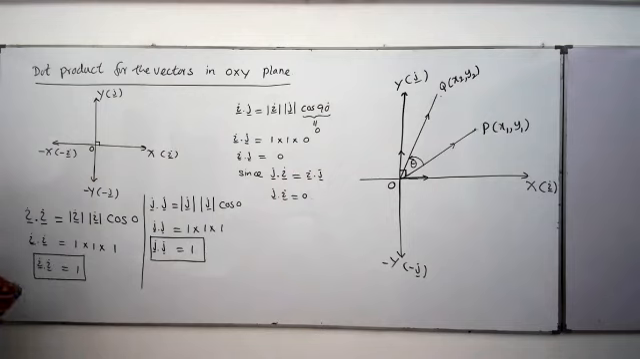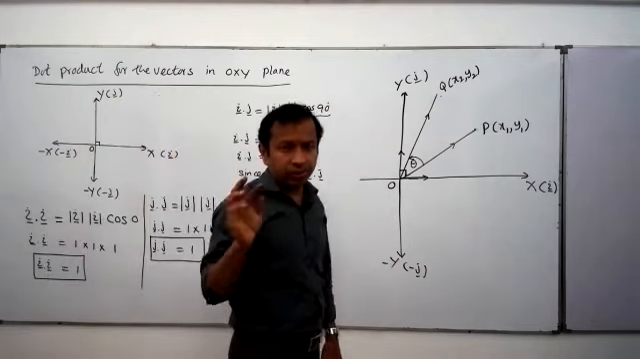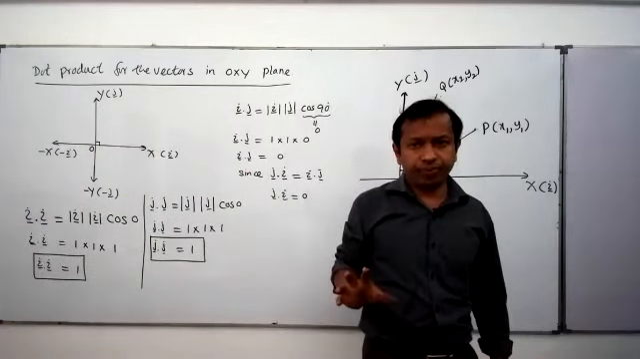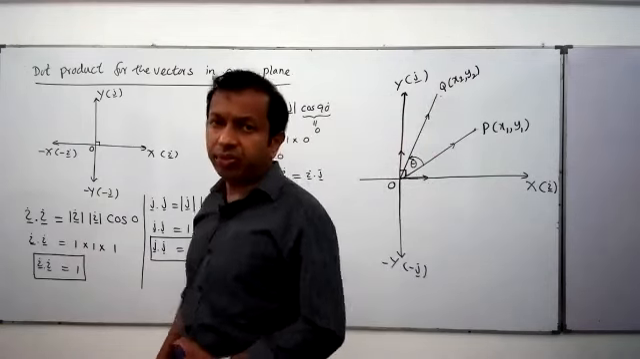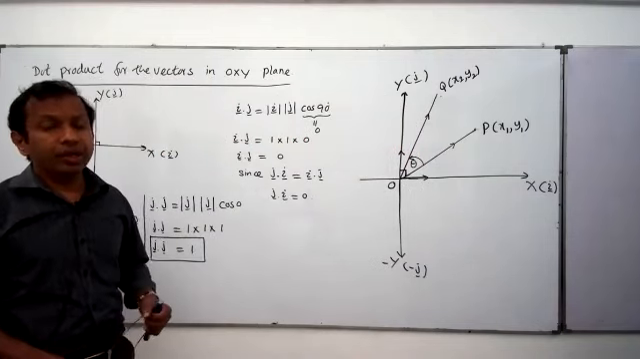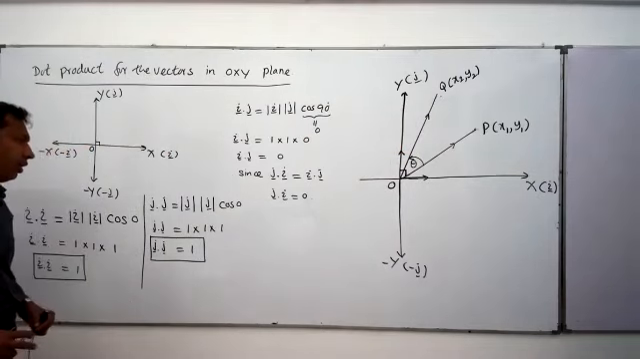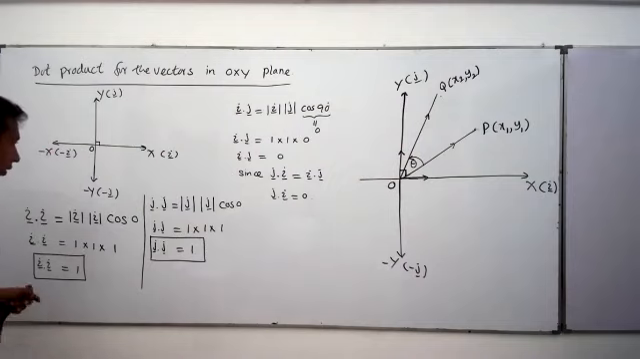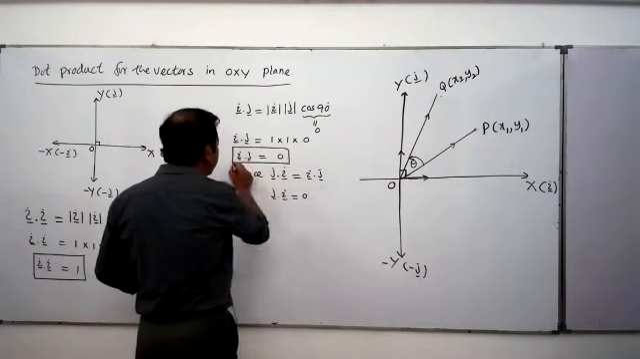So as a rule, you can remember that when we take the dot product of i with i, or j with j, the answer is 1. But when we consider the dot product between i and j, in whichever order, it is 0. We have to remember that. This is the first thing we need to consider here.